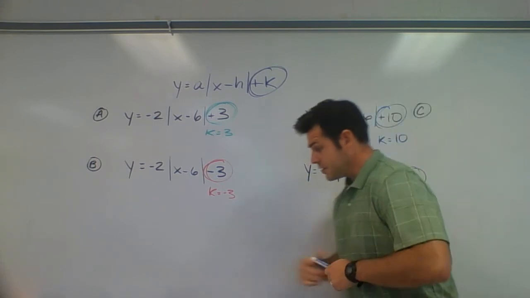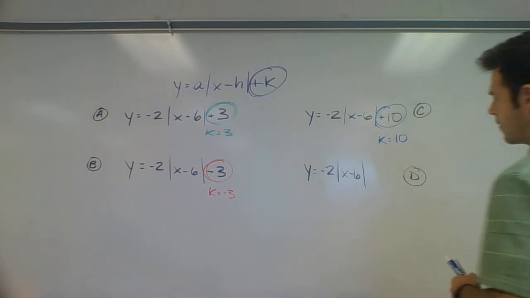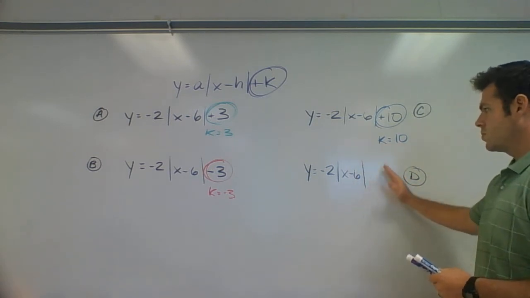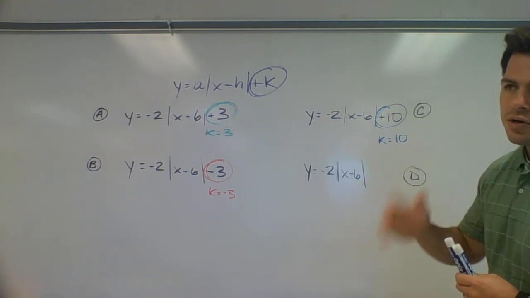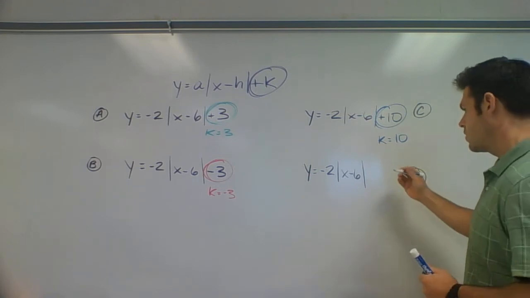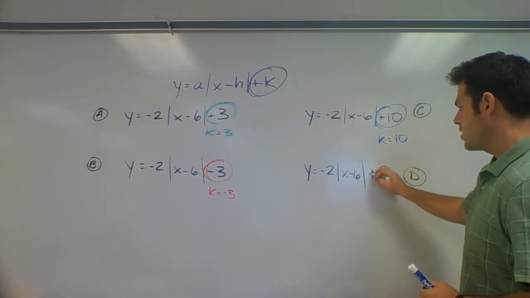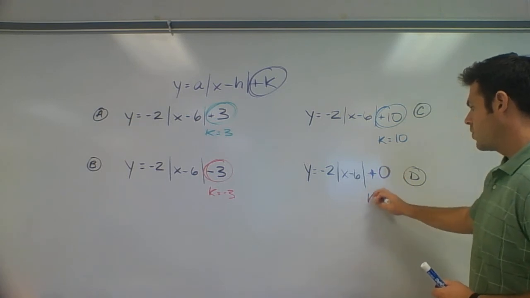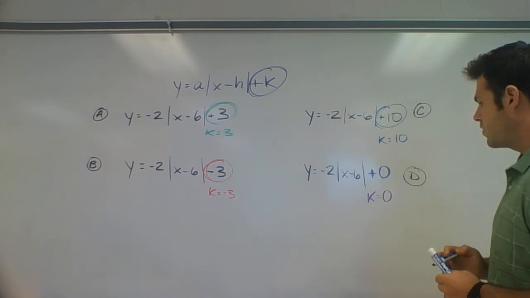And for our C function, I should say, our K is equal to 10. And then finally, for this D, there's nothing behind the absolute value function. There's -2 and then the absolute value x minus 6, but there's nothing behind there. It's okay to assume, using the identity property, that if there's nothing behind that absolute value, you can go ahead if you really want to and add in a +0, and that wouldn't change anything at all. But it would let us know maybe a little bit more visually that our K value here would be equal to 0.